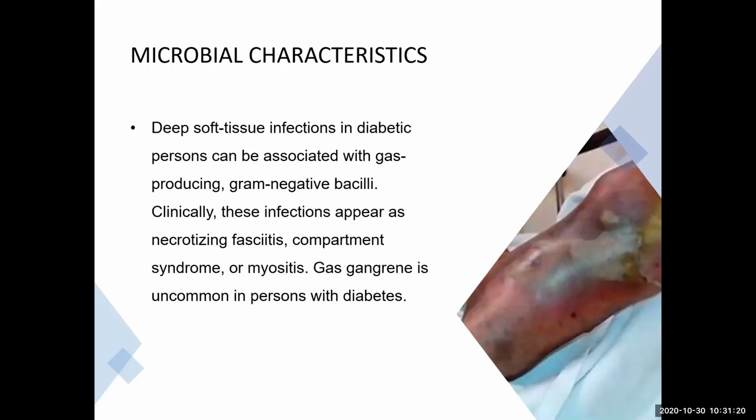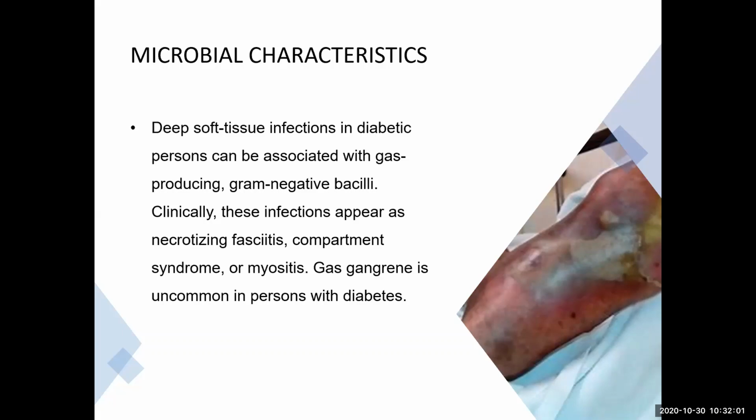We have also deep soft tissue infection, and this is more serious. Some of them have gas-producing organisms or gram-negative bacilli. It appears as necrotizing fasciitis and the compartment syndrome or myositis. Compartment syndrome, if you don't know it, is simple. It is a closed compartment with increased pressure. It is very serious because once we have increased pressure, there is impairment of the blood supply and definitely gangrene will happen. We can lose the toe, we can lose the whole limb.